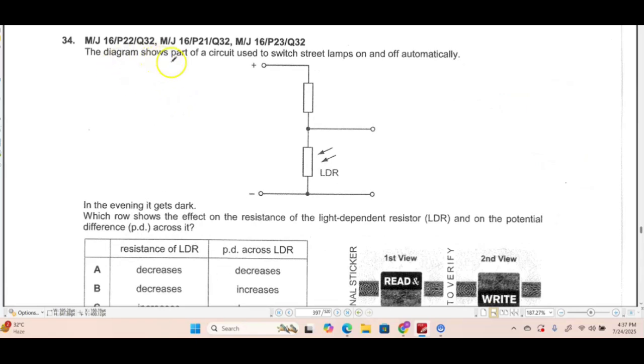Question number 34. The diagram shows part of a circuit used to switch street lamps on and off automatically. In the evening, it gets darker. Which row shows the effect on the resistance of the light dependent LDR and on the potential difference across it?